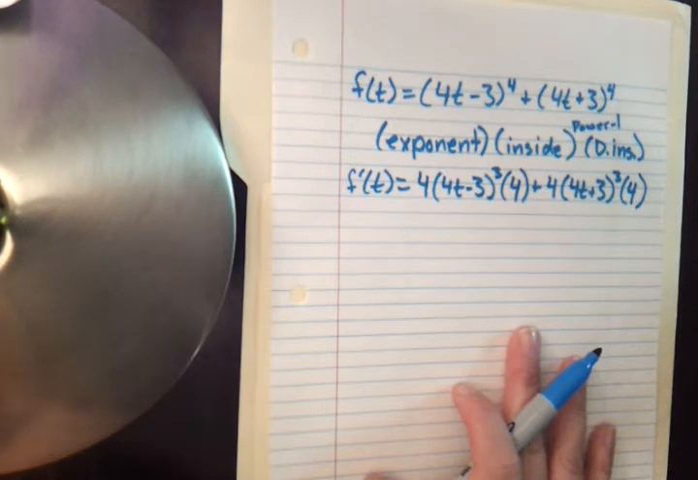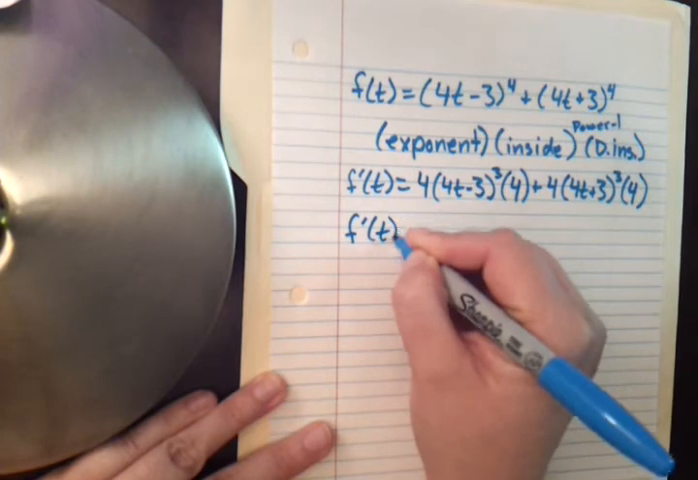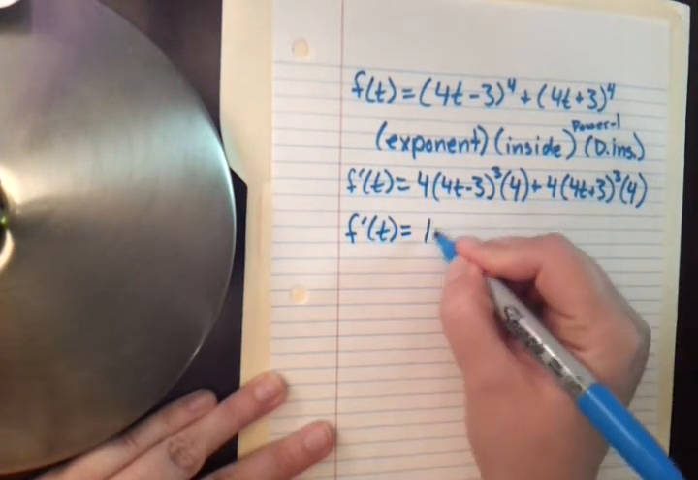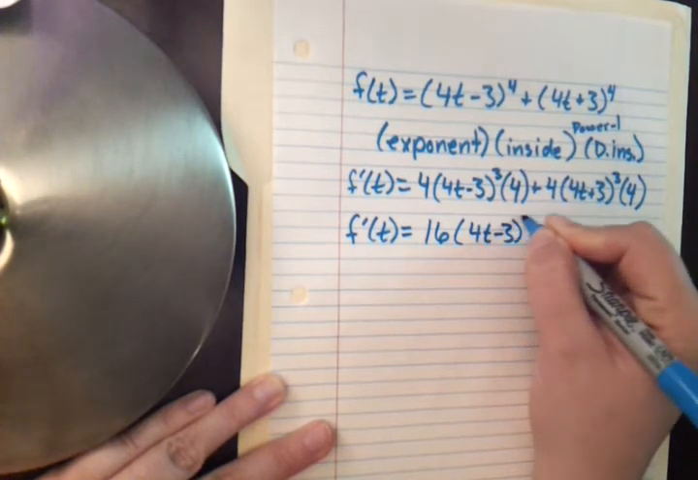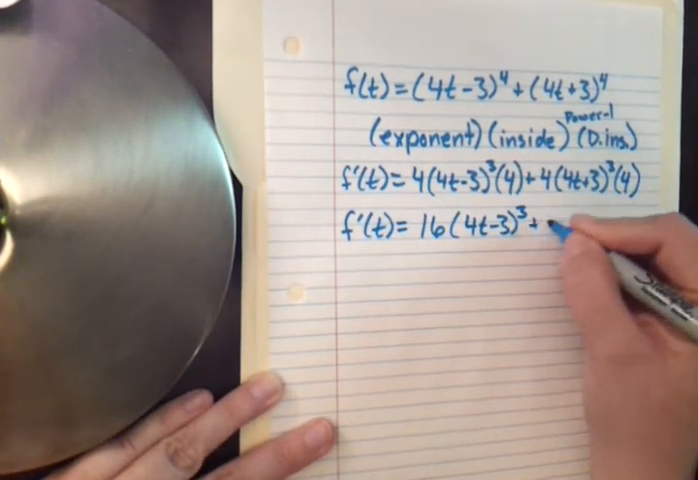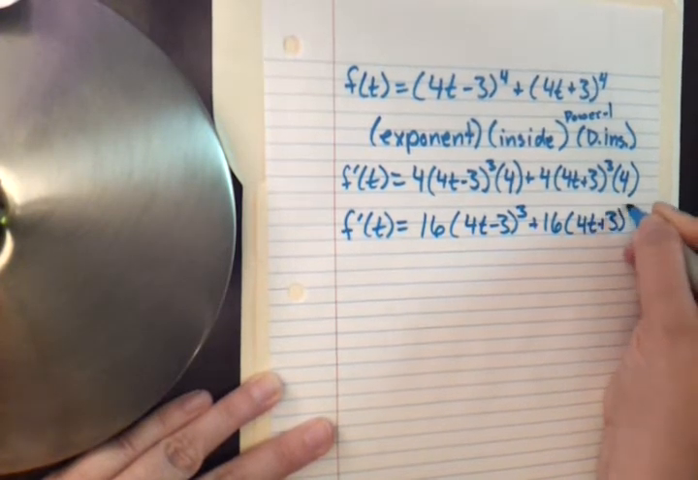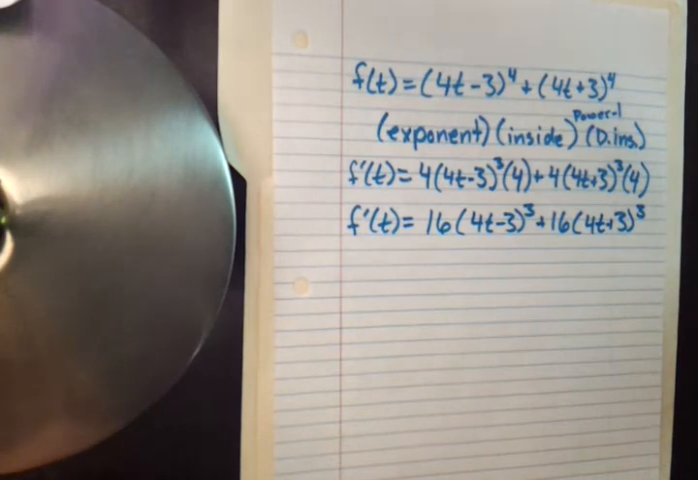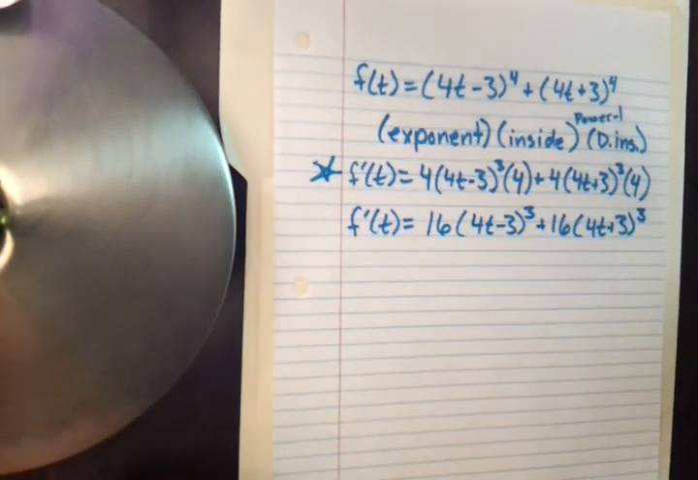If you're the type of person who can't handle not simplifying, we can make it just a little bit cleaner. You don't have to do this. Take the 4 times 4, that's 16, times (4t minus 3) cubed. I just multiplied those together, plus 16 times (4t plus 3) cubed. That would be a perfectly acceptable answer there. So it's up to you entirely how detailed you want to go, but literally this step right here should be perfect for WebAssign. You shouldn't have to go any further.